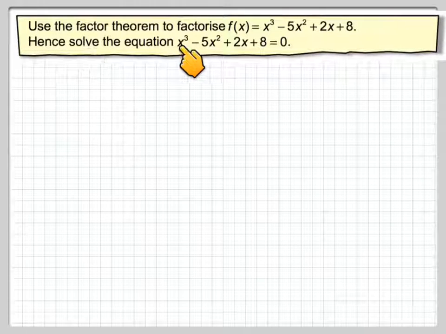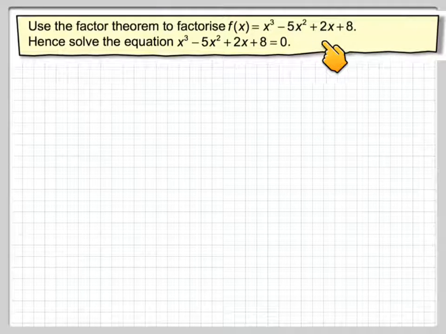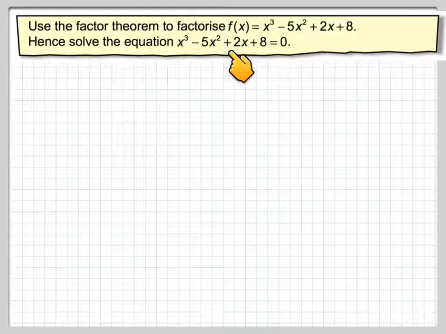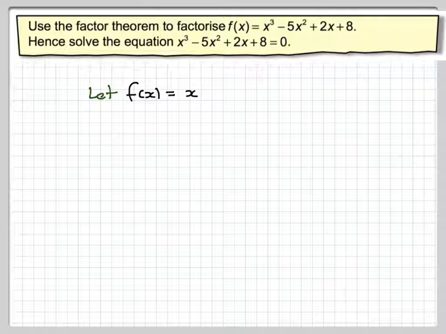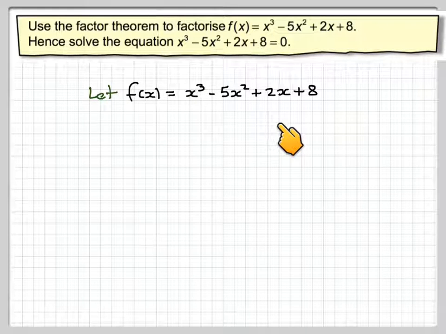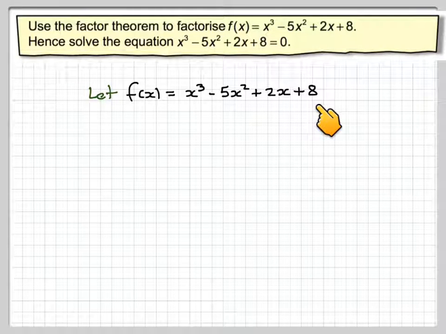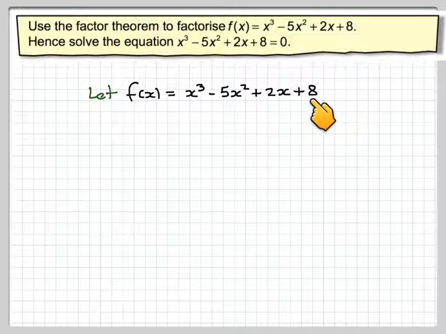Use the factor theorem to factorize f of x is equal to x cubed minus 5x squared plus 2x plus 8, and hence solve the equation x cubed minus 5x squared plus 2x plus 8 is equal to 0. So what we do is we let f of x equal x cubed minus 5x squared plus 2x plus 8. Now if you remember, if we can find a value of x that we can substitute in here that gives me an answer of 0, then x minus that number is a factor of that polynomial. That's what we did in the remainder theorem.